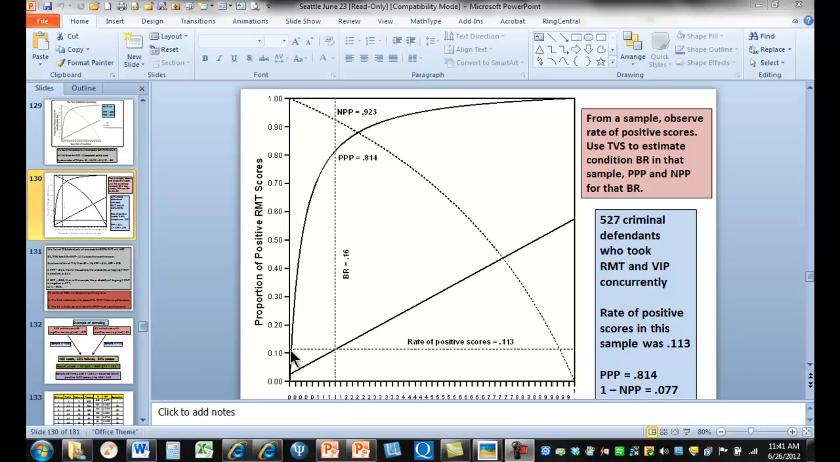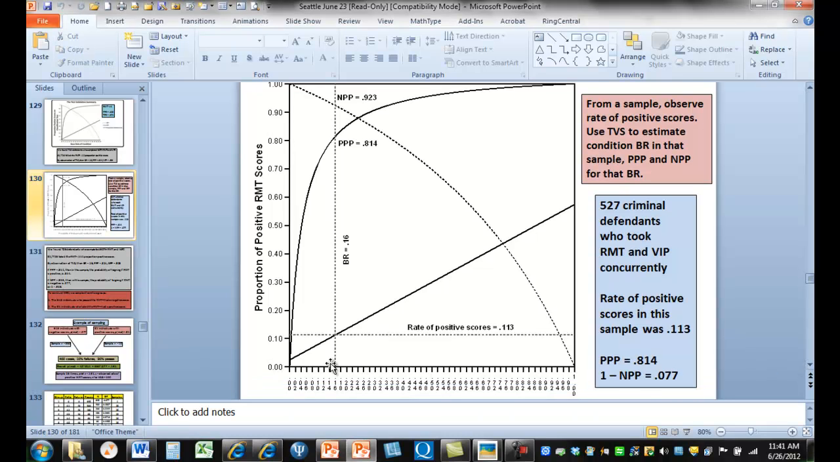Now, you have a situation where you observe the rate of positive scores. Here, the rate of positive rate 15-item test less than 9 in this sample was 11.3%. So you just find that, and you come across here. You go down to find the base rate. In this case, I think it's 16%. And what you say is, at 16% base rate, when the false positive rate is such and so and the true positive rate is such and so, then the positive predictive power is 0.814, just taken off that line, drawn straight up at 16.